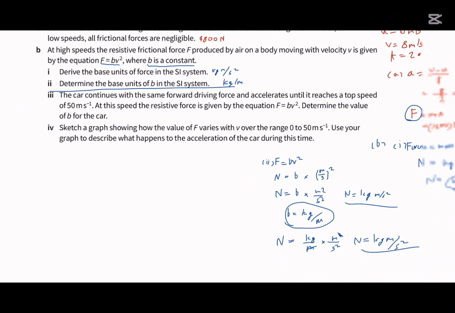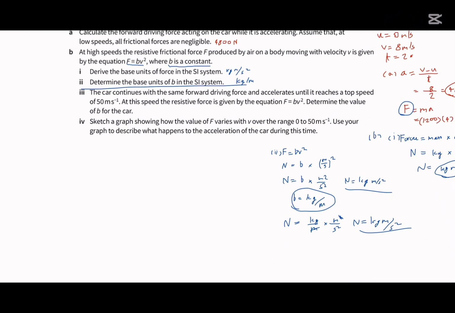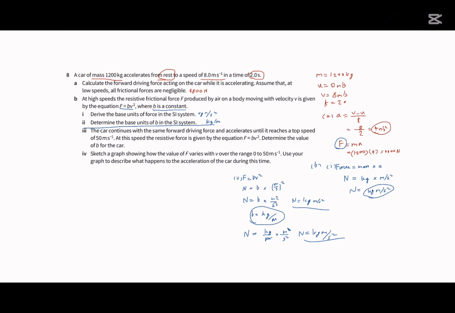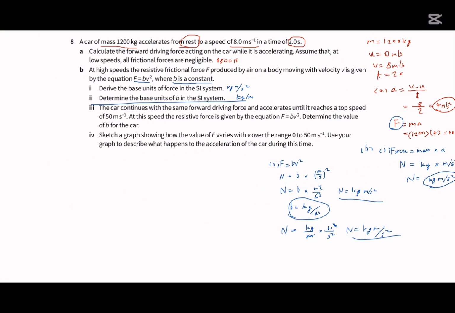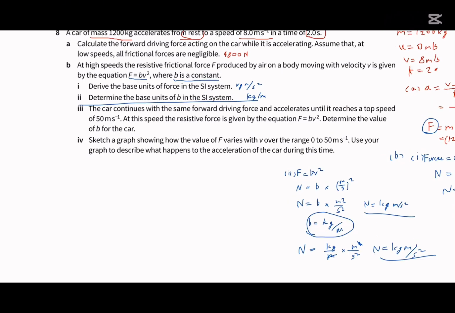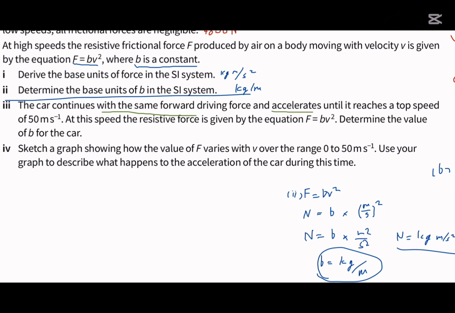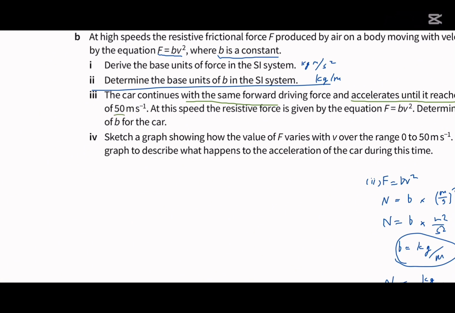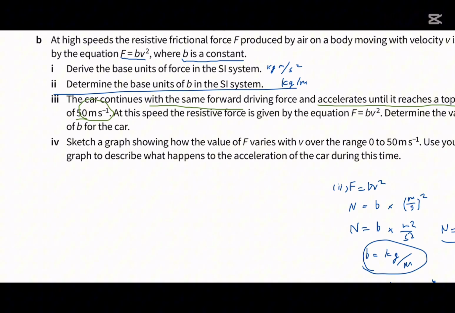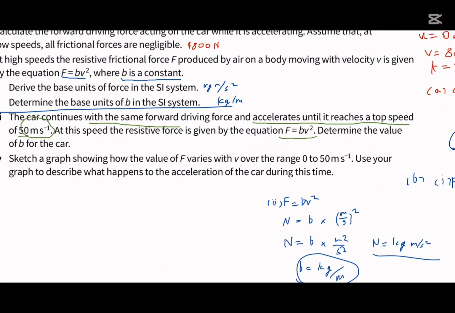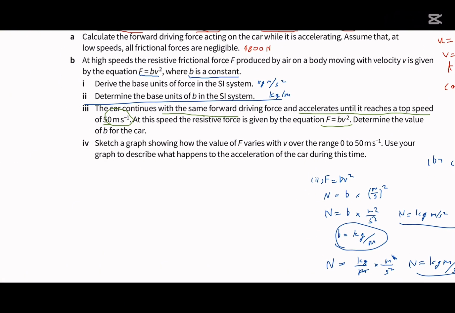So let's go to question number 3. I'll use a different color this time. Okay. So the car continues with the same driving force and accelerates until it reaches a top speed of 50 meters per second. At this speed, the resistive force is given by the equation F equals PV squared. Determine the value of P for the car.